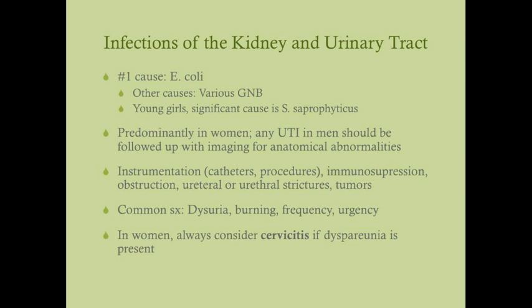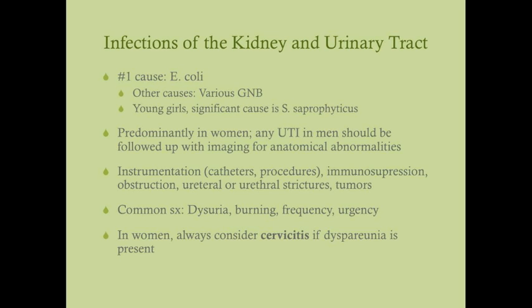Okay, so the number one cause of UTIs is E. coli. That is by far and away the number one cause. Other causes include the other gram-negative bacteria, and in young girls, prepubertal girls, a significant cause is Staph saprophyticus, and that's just because of the chemistry of the vagina, and Staph saprophyticus can colonize and cause urinary tract infections.